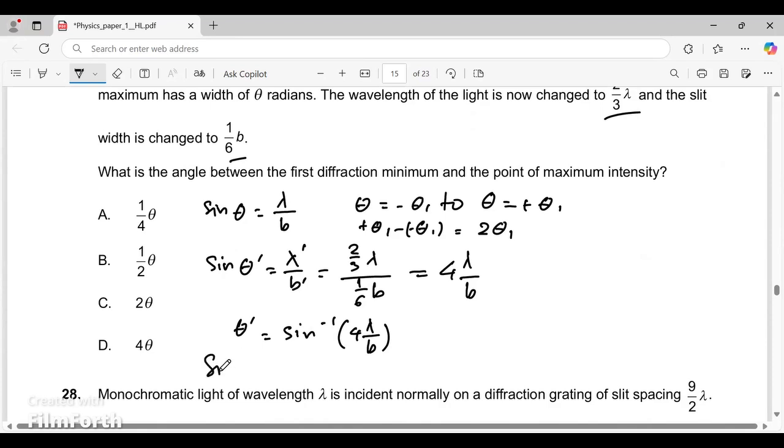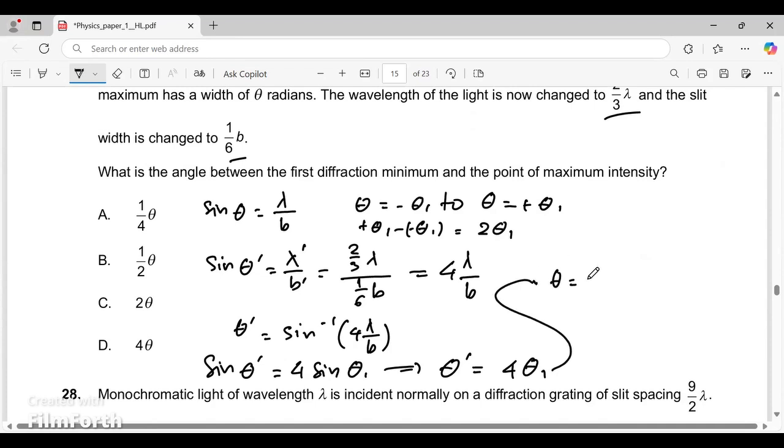So sine theta new equals 4 sine theta 1, or theta new equals 4 theta 1. So it means the angle equals 4 theta 1 minus 2 theta 1 equals 2 theta 1, or 2 theta. So this one.